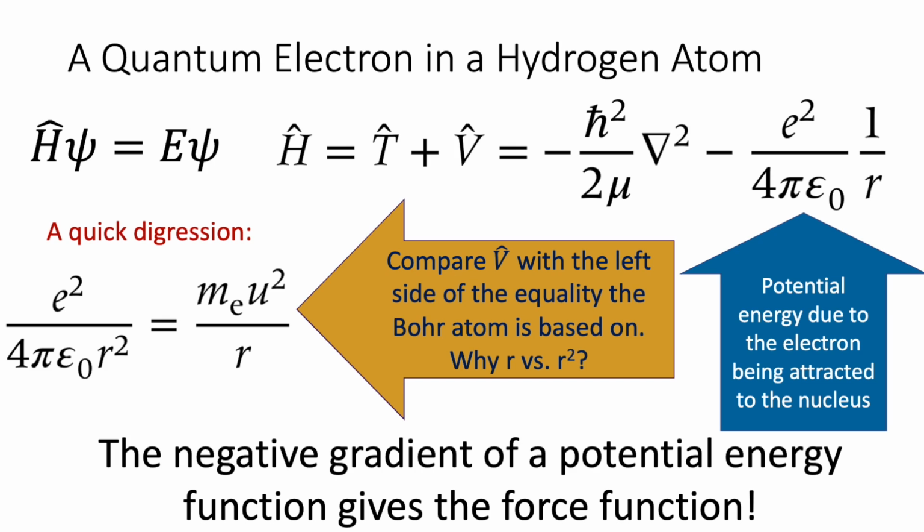And if you're in a conservative field, so the potential energy function is not changing as a function of time, well, if you take the negative gradient of the potential energy function, you'll get the force. And so, there's only one variable there, right? Because e squared, 4 pi, epsilon naught in that term are all constants, so r is the variable. So the only thing we can take a derivative with respect to is r.